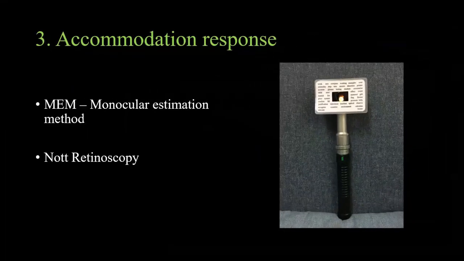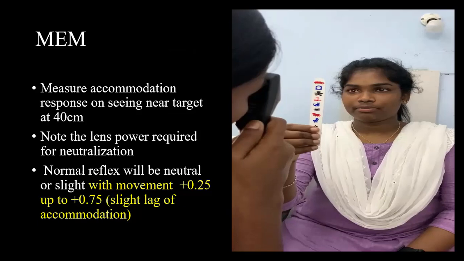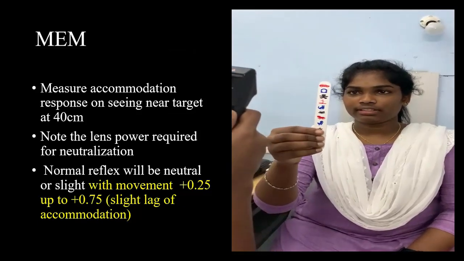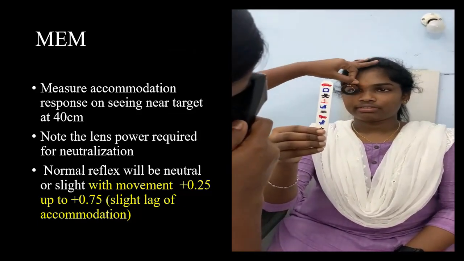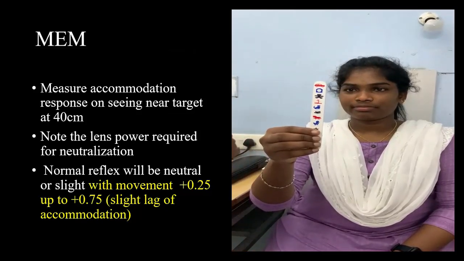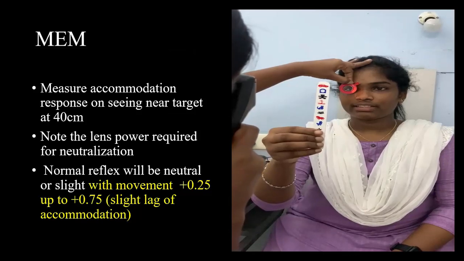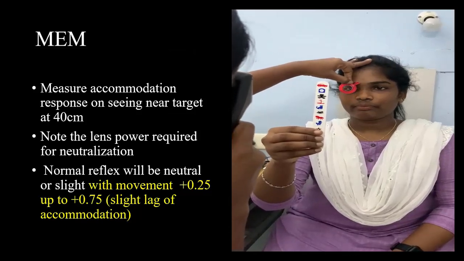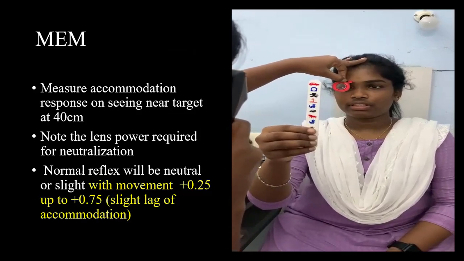Next is the accommodation response, which can be done by the monocular estimation method or the nott retinoscopy. In the monocular estimation method, we measure the accommodation response on seeing the near target at 40 centimeters. The patient sees the target and we do the neutralization using retinoscopy. Normally there will be a slight lag of accommodation, so plus 0.25 to plus 0.75 will be used to neutralize.